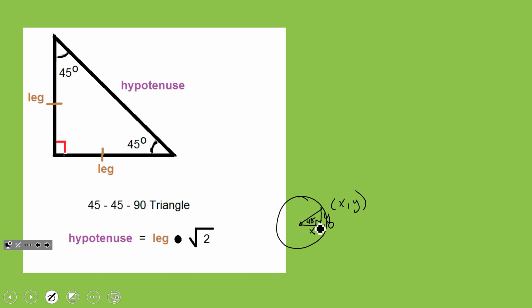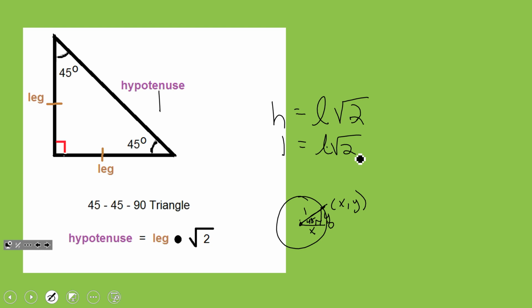What do we know? This is going to make a right angle, so this would be your hypotenuse. What is the amount of our hypotenuse? How much in the unit circle? It's 1 because it is a radius, correct? Everybody agree it's a radius? So if our hypotenuse is equal to 1, the question is, what would the legs be? We know the hypotenuse is equal to the leg times the square root of 2, and we know the hypotenuse is equal to 1 in the unit circle. My question is, what would the leg be?